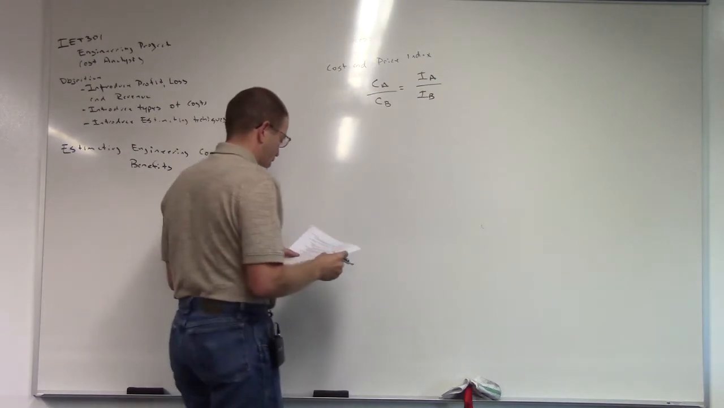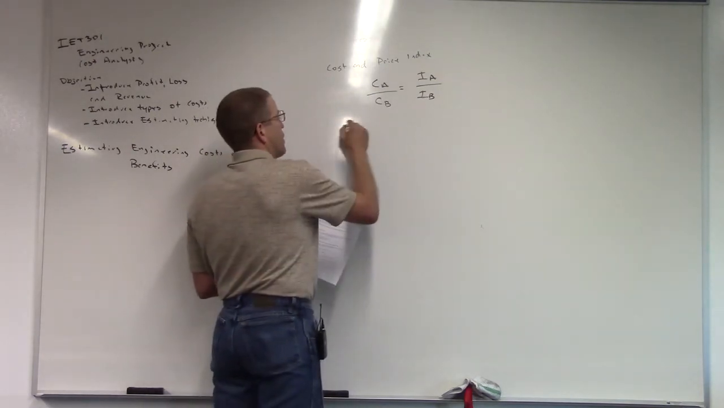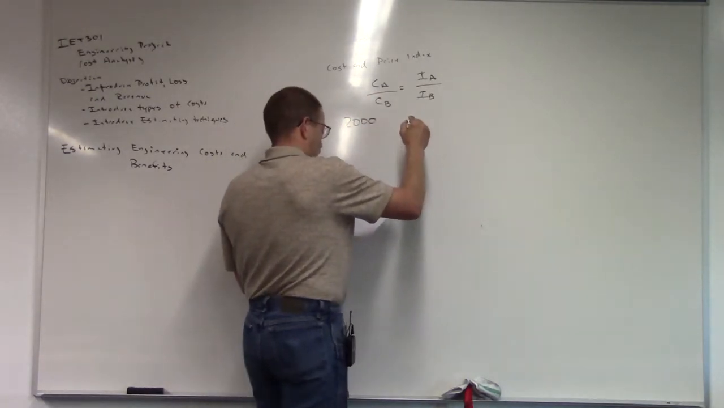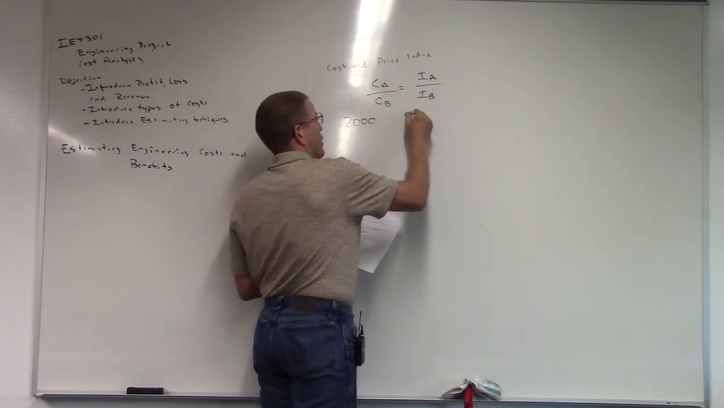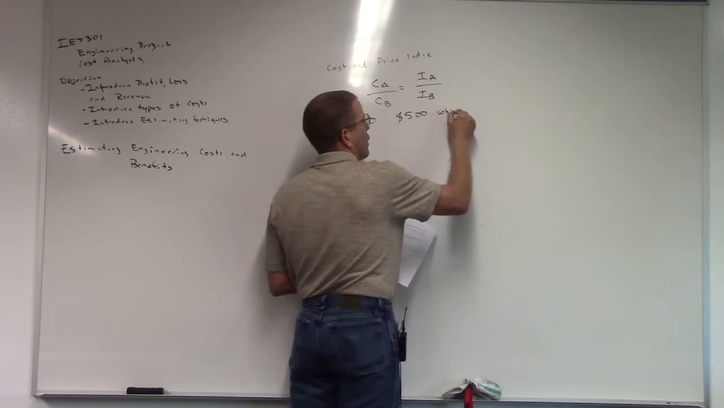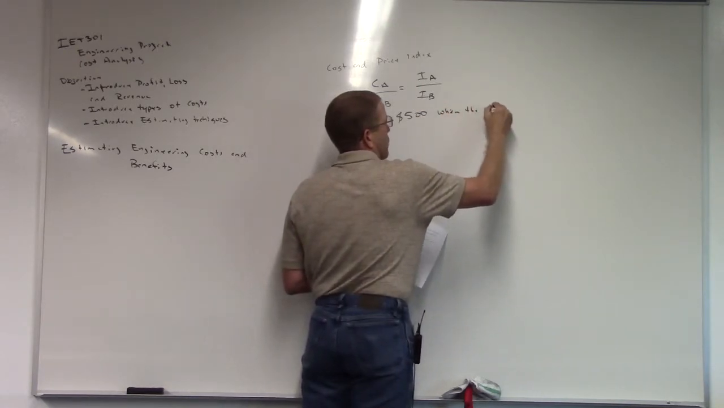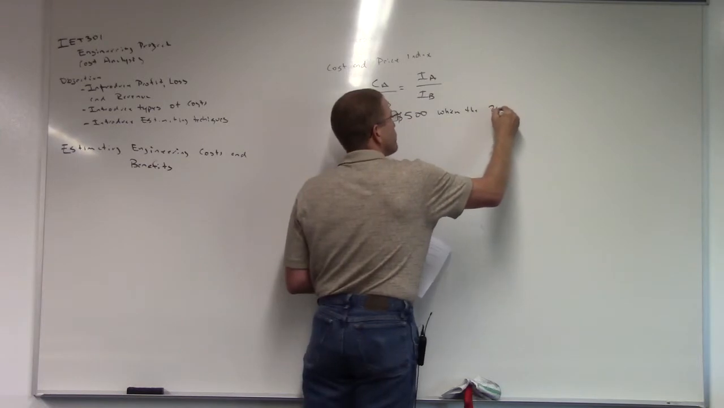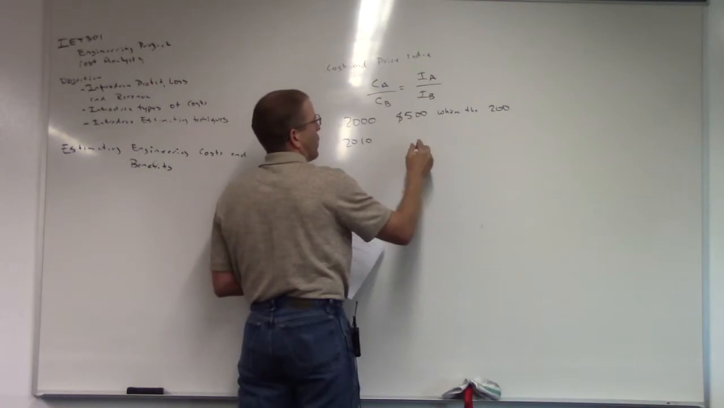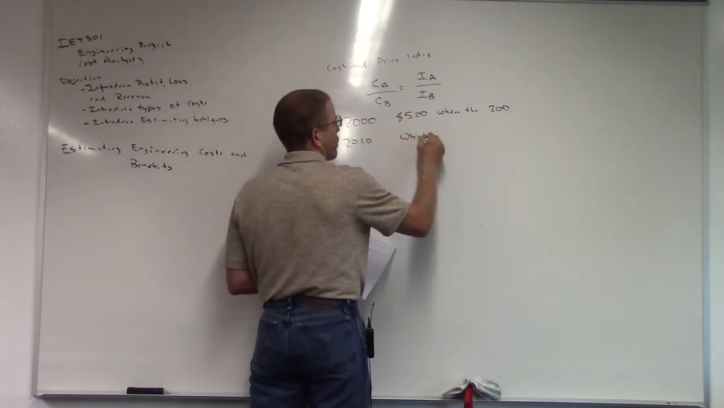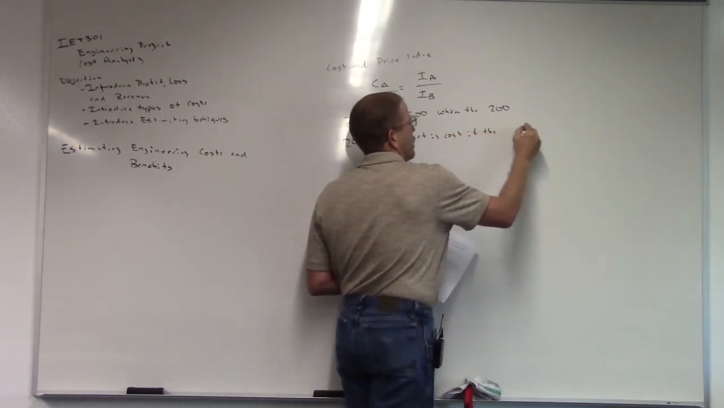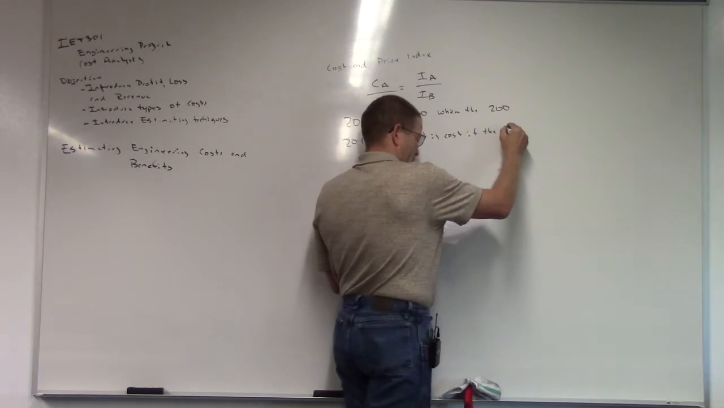So a good example of this is say that a pump was purchased in 2000. So in the year 2000, we purchased a pump for $500 when the cost index was 200. In 2010, we want to know what the cost is if the index is now 550.